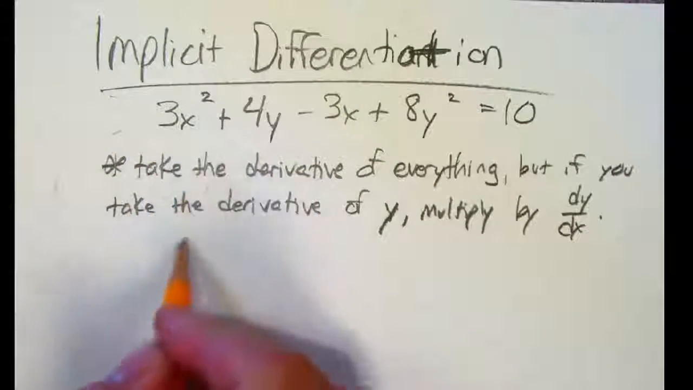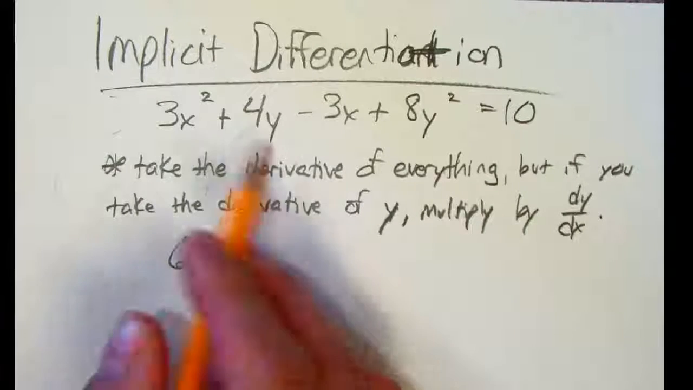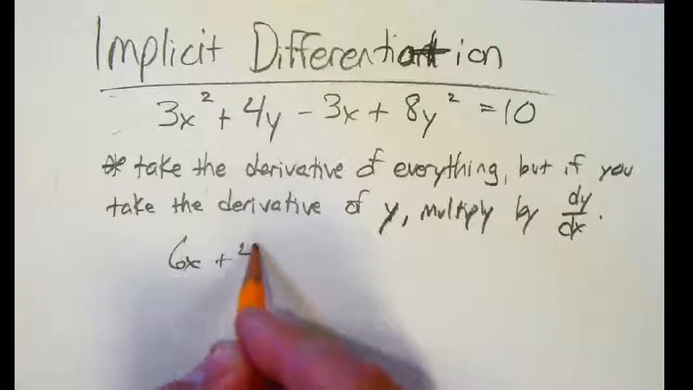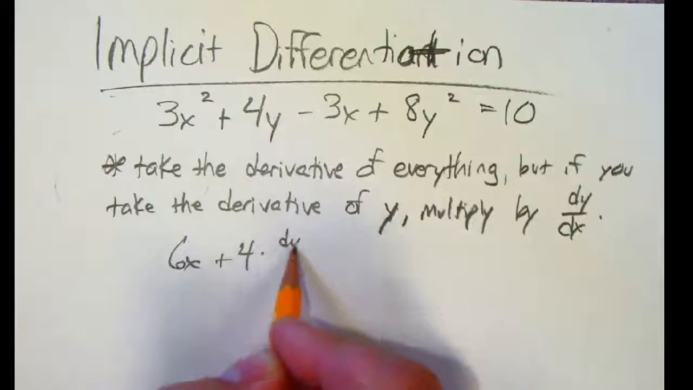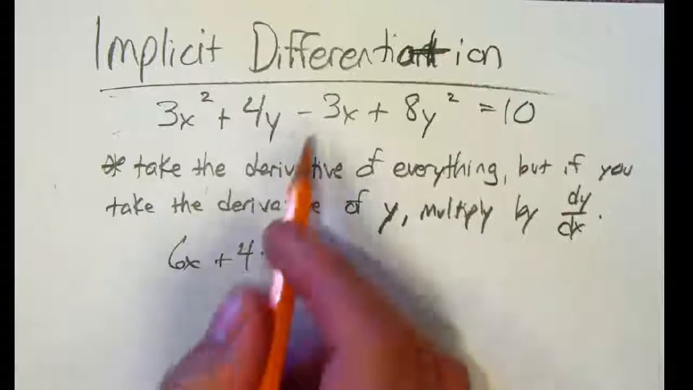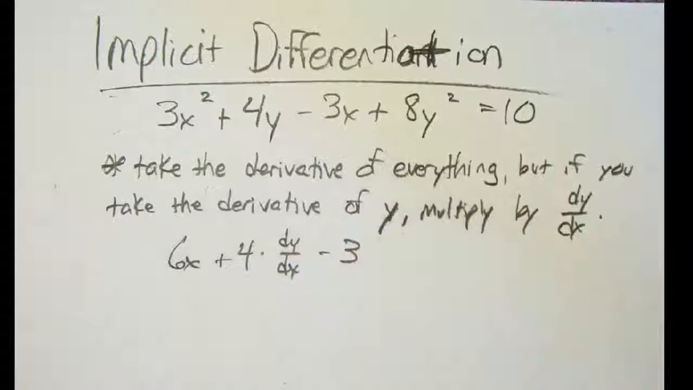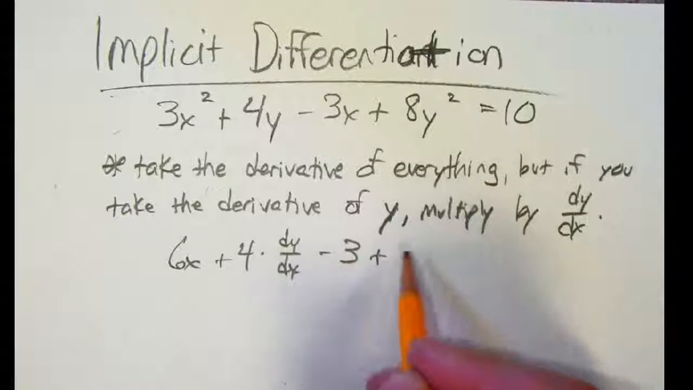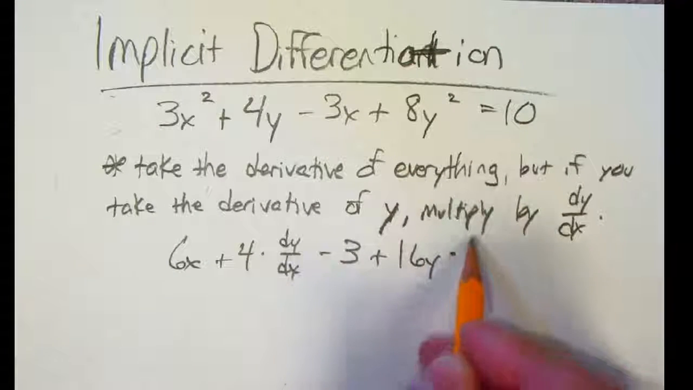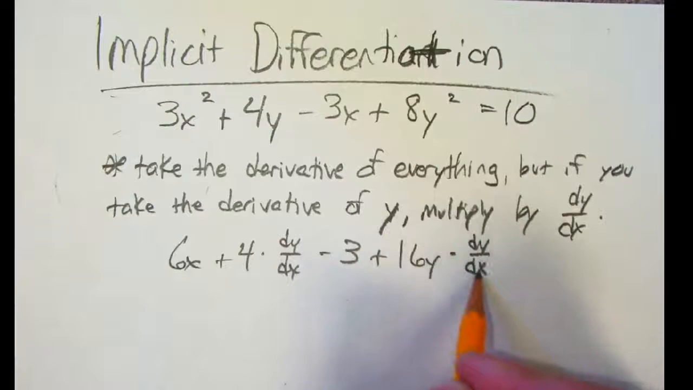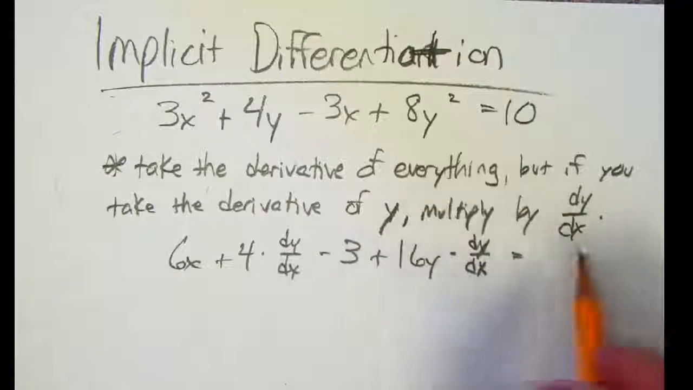So the derivative of 3x squared would be 6x. The derivative of 4y would be 4, but I took the derivative of a y, so I'm going to multiply by dy dx. Derivative of negative 3x is negative 3. Derivative of 8y squared is 16y, but I took the derivative of a y, so I multiply by dy dx. The derivative of 10 is 0.